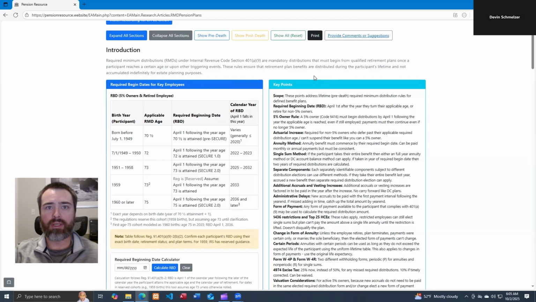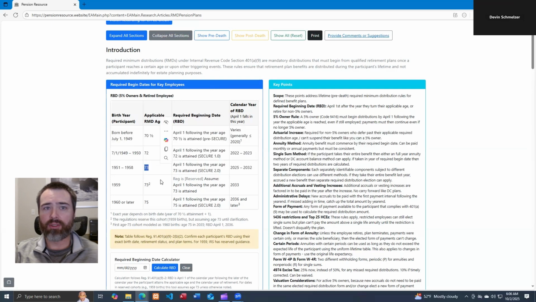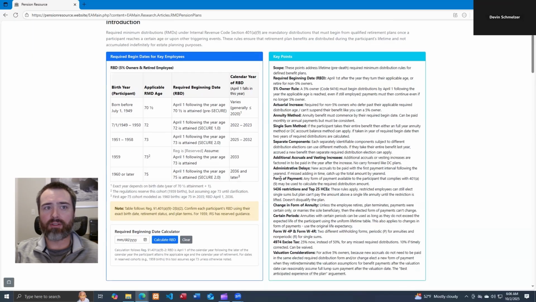Before we review the code, let's look at these cheat sheets. For retired participants and 5% owner employees, they are required to start taking distributions by April 1st of the calendar year after they turn the applicable age. Note there's a gap between age 63 and 64, but we'll cover that later. This chart can help you identify the required beginning date. This key points table is a summary of some of the talking points I'll be covering during this presentation. After watching this recording, consider reviewing this table to help commit these general contents to memory.